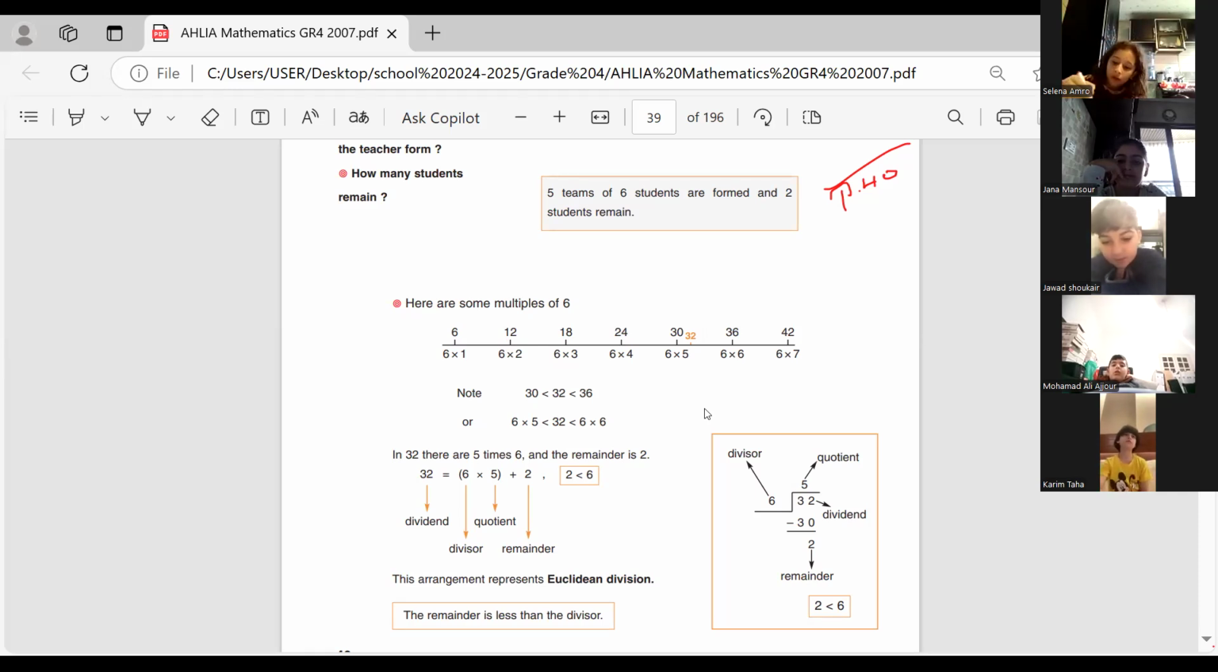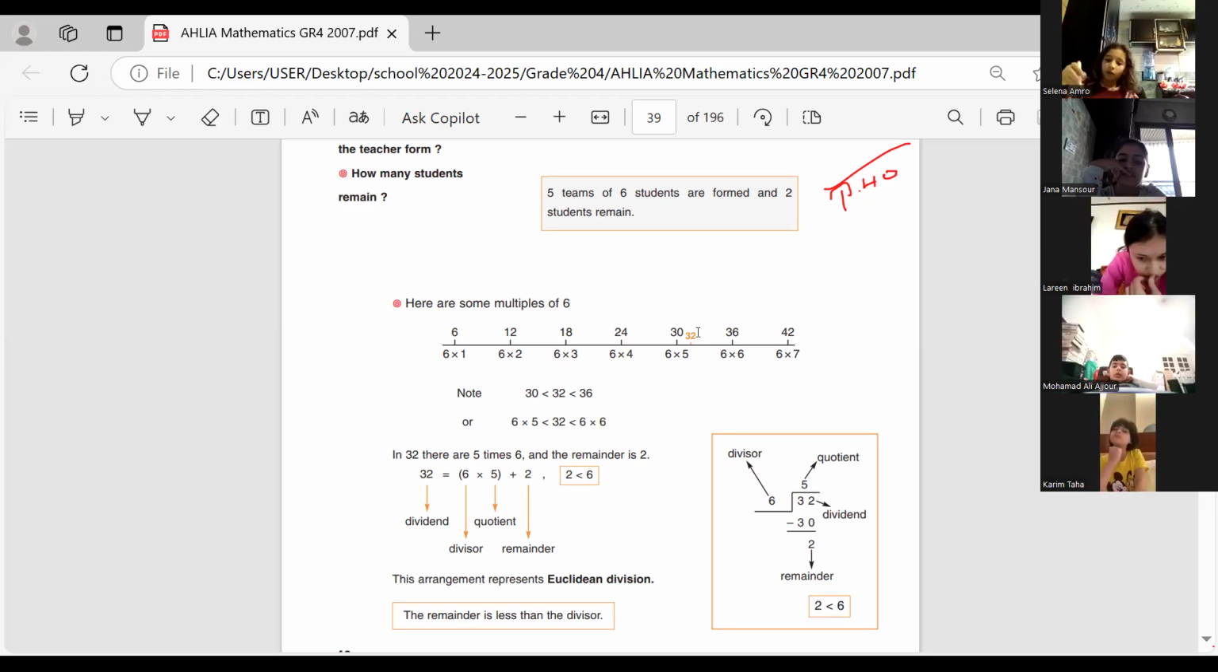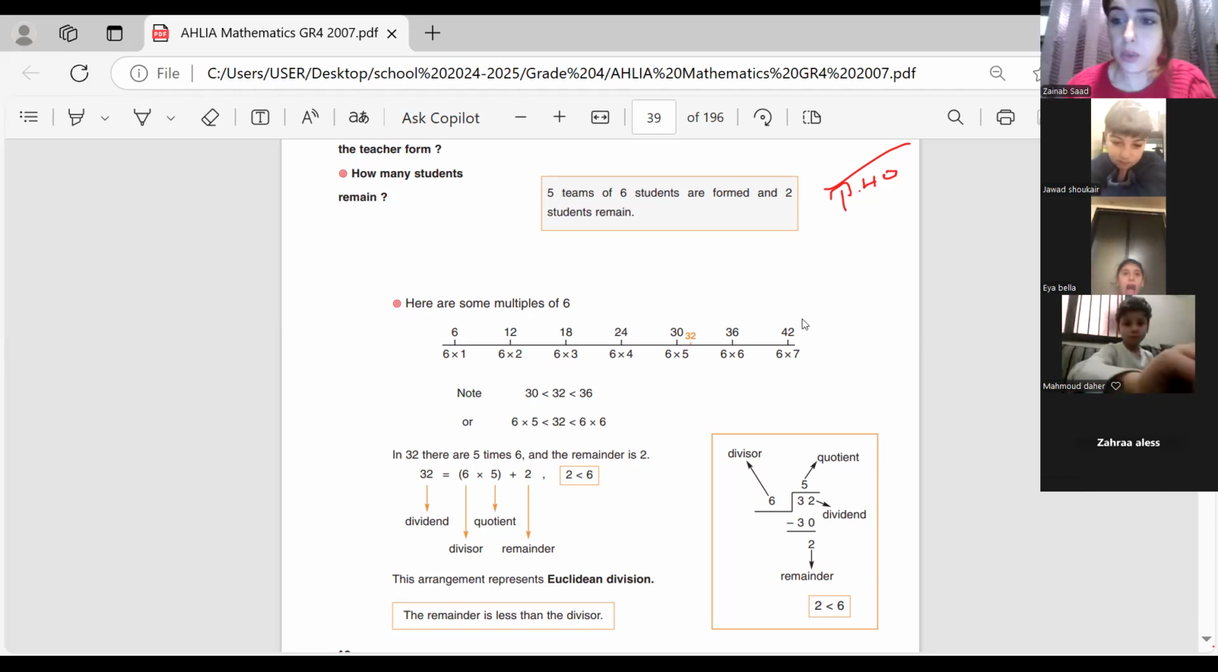6 times 5 is 30, and 6 times 6 is 36. So you mean that 32 is in the middle, between 30 and 36. Yes. But is it near to 36 or to 30 more? 30.